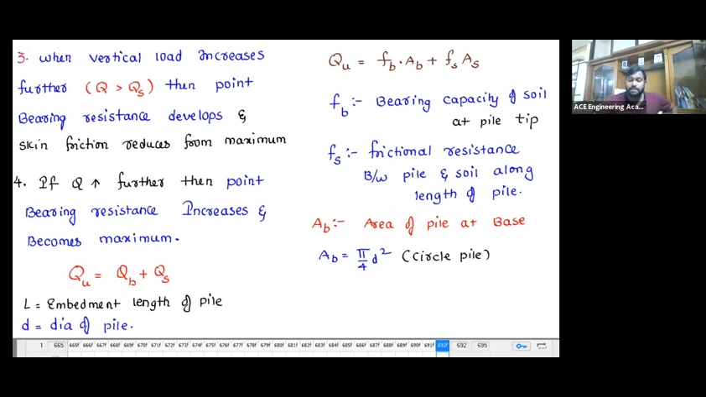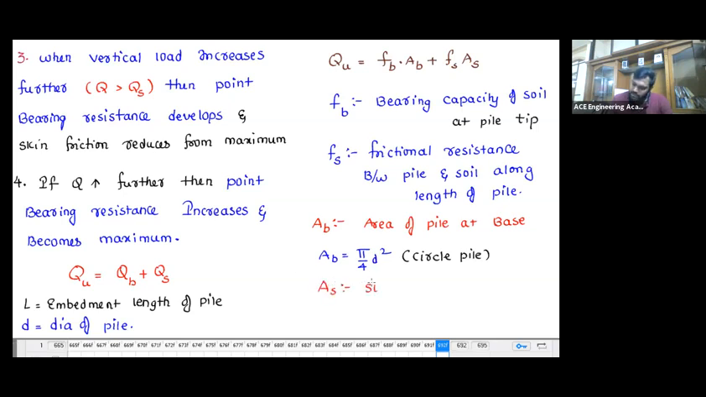But if it is a square pile, then sir, you tell me, if it is a square pile, what is area? If D is a side, if it is a square pile, then it's going to be D square. D square, yes. So now, similarly, what is AS?